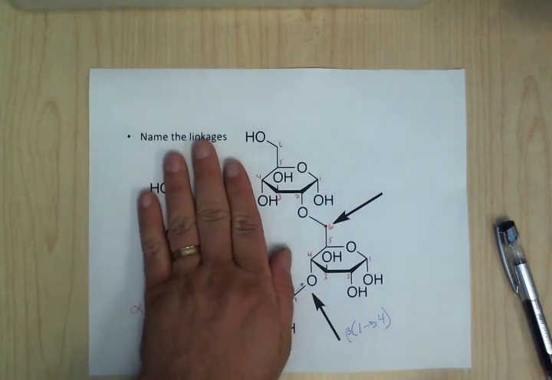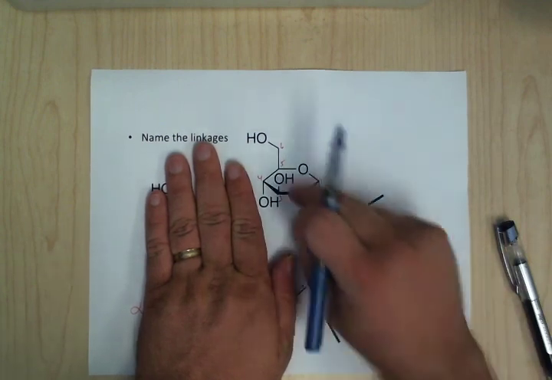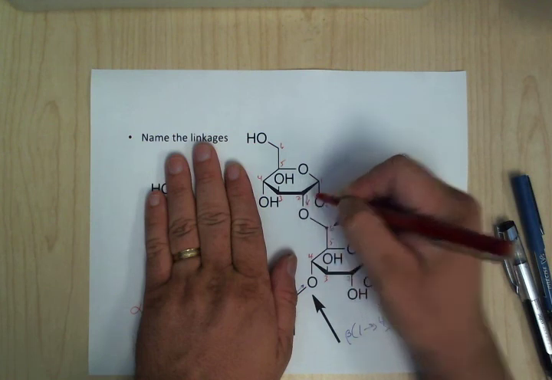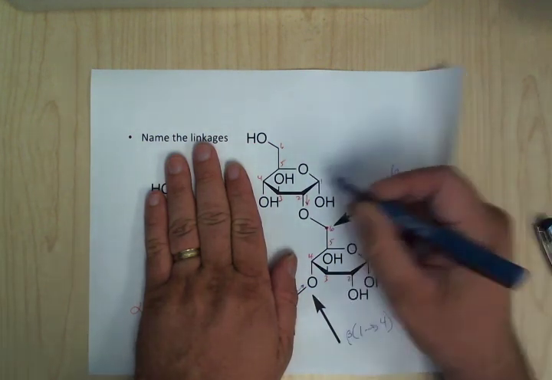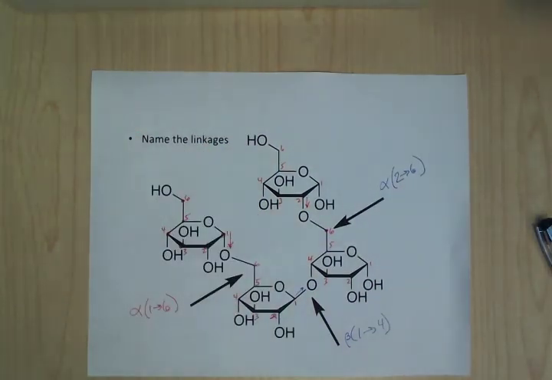And then for this one here, now this is the left-hand sugar, because all we care about are these two. For this one here, it's pointed down, so it's going to be alpha, carbon 2 to carbon 6. There we go. Good luck.